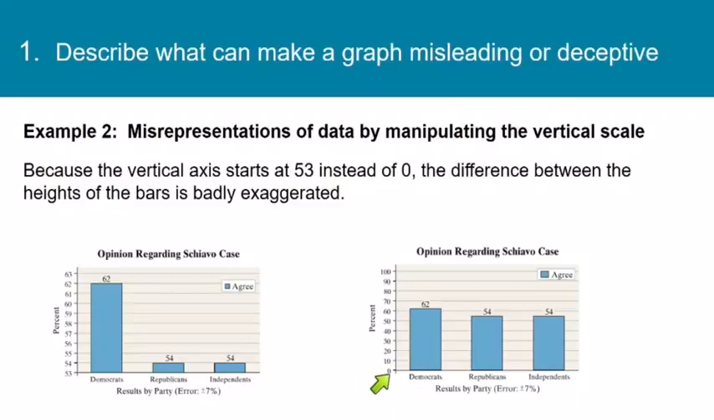So when we zoom out on the graph so that the vertical axis starts at 0, we can see that the bar for Democrats is taller than the other two bars, but it's not as drastically taller as the original graph would have had us believe.